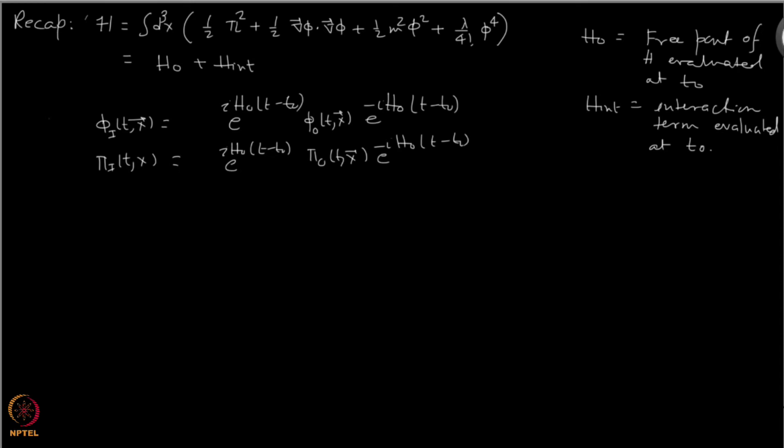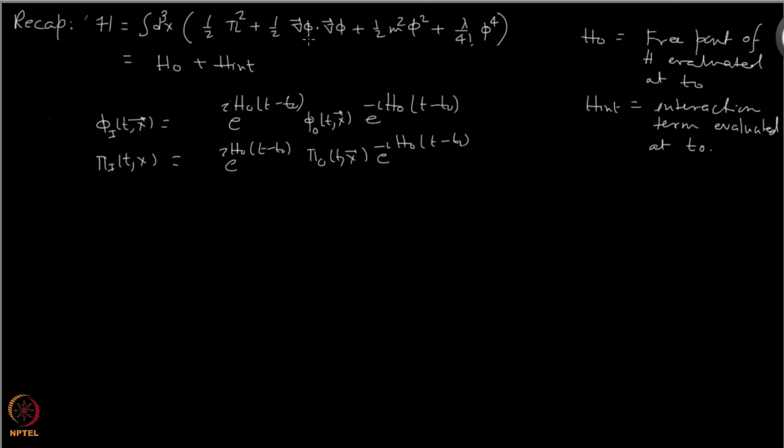Okay, let's start with a quick recap. So here is the Hamiltonian of the phi 4 theory that we are looking at, which we wrote as a sum of a free part and an interacting part. And we wrote down the free part and the interacting part at time t naught.